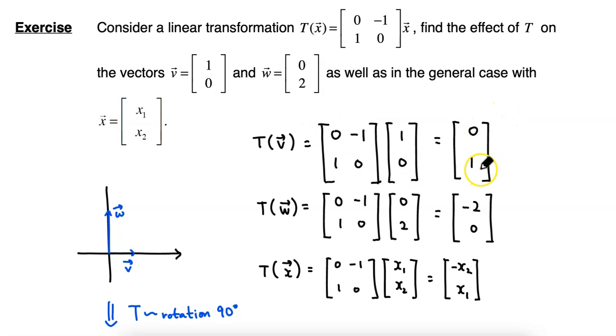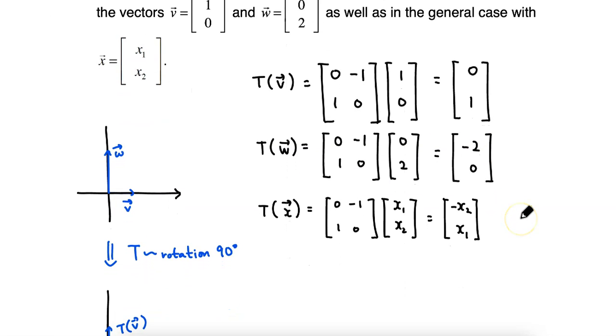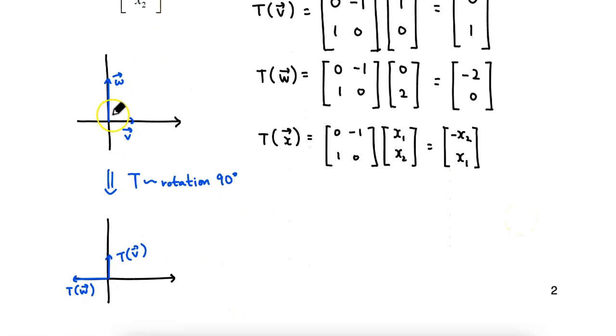If we look at the effect on vector V, 1, 0, this is what happens, and we get 0, 1. If we look at the effect on vector W, then T of W will be equal to -2, 0. So V, 1, 0, and W, 0, 2, become T of V, which is 0, 1, and T of W, -2, 0. For a general vector X, which is x1, x2, the output is -x2, x1.